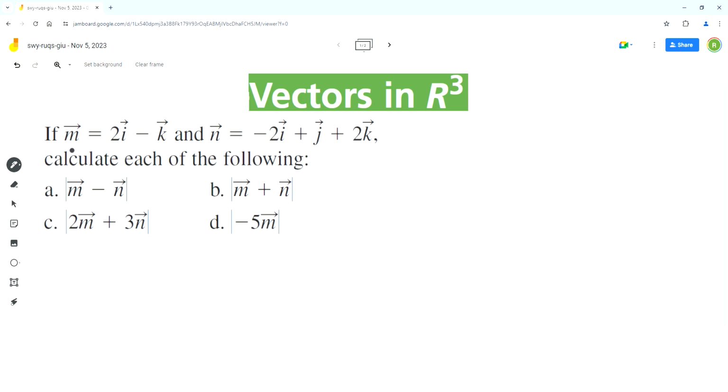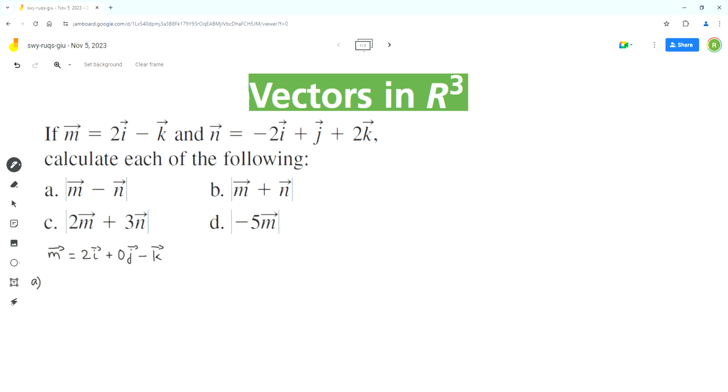Now in this vector m, there is no j unit vector. So that means the coefficient of the j unit vector is 0. So we can rewrite this given vector m as, so this will make it easy to solve the problem. Now we can start with part A.